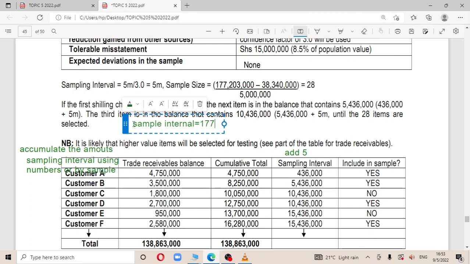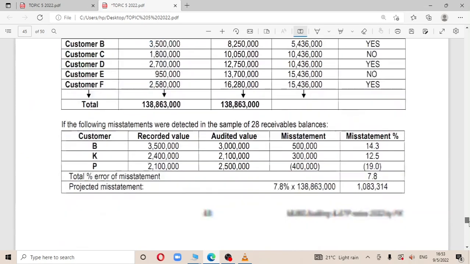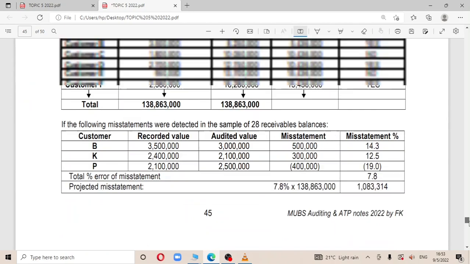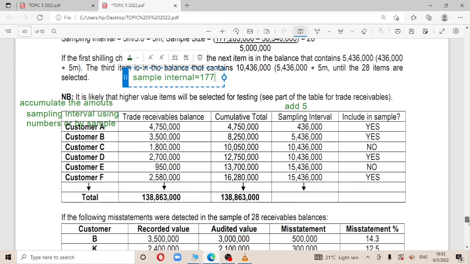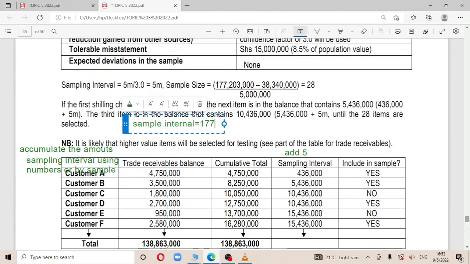So after accumulating your figures here like this, you get a starting point which you can select randomly. This one, the 4.36 on the first customer. Then you keep adding 5, you keep adding 5, you keep adding 5 like that. So what do we include in the sample? What we include in the sample is whatever is below this accumulated amount. But what is above, you may not select, yeah?